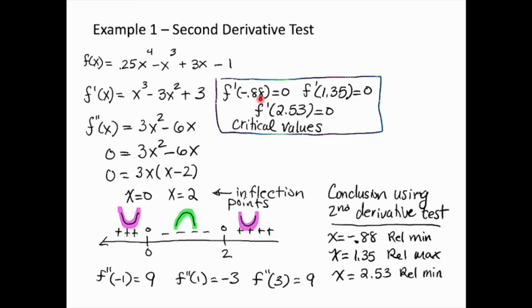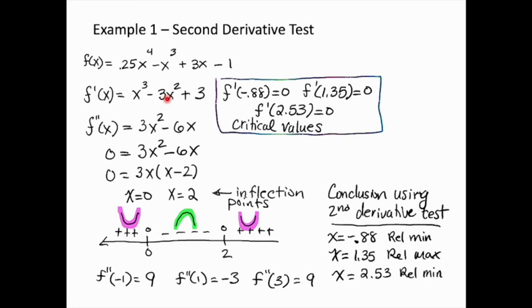We find the values of x which make the derivative equal to 0. We're going to get three values. So we would get negative 0.88, we would get 1.35, and we would get 2.53. Now these values are rounded, so they're not exact values, but I just rounded to two places. So these are the values that are going to make the derivative equal to 0.